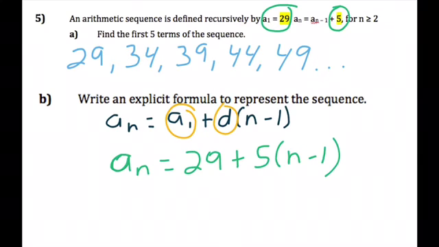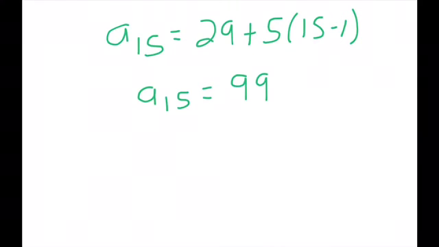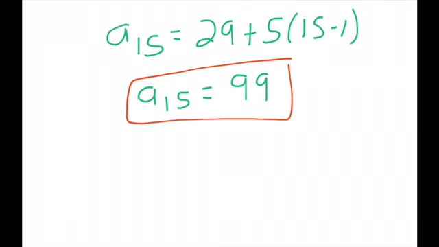Okay, the third step, 5C says to find the 15th term. So in order to do that, we need to just take 15 and plug it in for n. So we're going to say a sub 15 equals 29 plus 5 times 15 subtract 1. So we have a sub 15 equals, if you put that in your calculator, you should get 99. So we know the 15th term in this sequence would be 99.